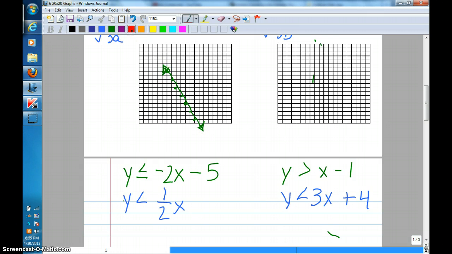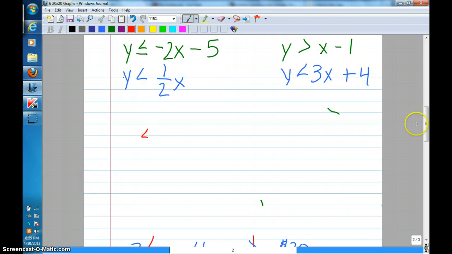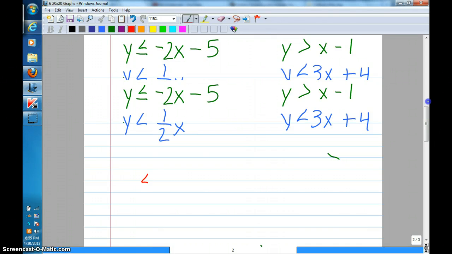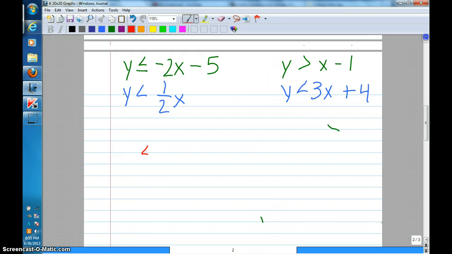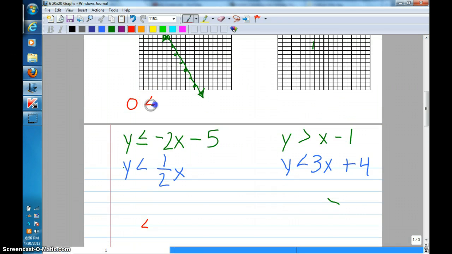I'm going to plug in the point 0, 0. So 0 is less than or equal to negative 2 times 0 minus 5. So again, that's 0 and negative 5. Is that true? No, that is not true. So I'm going to shade everything that was not at the point 0, 0. So I'm going to shade this way.